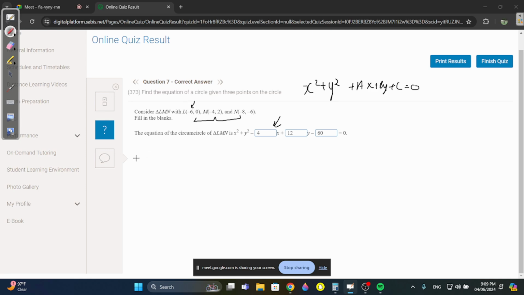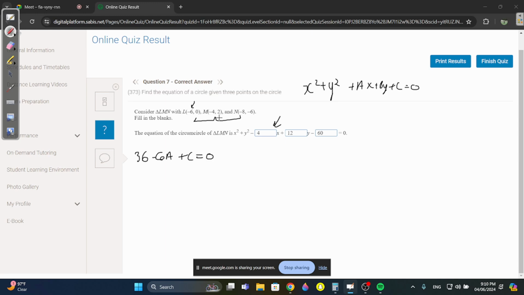First point, minus 6 is going to be minus 6 squared, which is 36. Plus y squared. 0 squared is 0, so we skip it. Plus ax, so minus 6 times a. Plus by, and since y is 0, 0 times b is just going to cancel. Plus c equals 0.